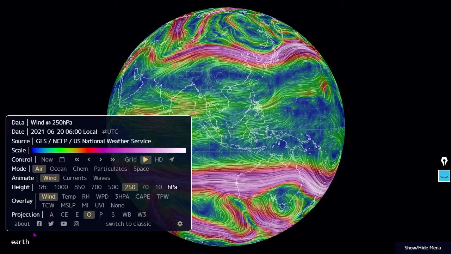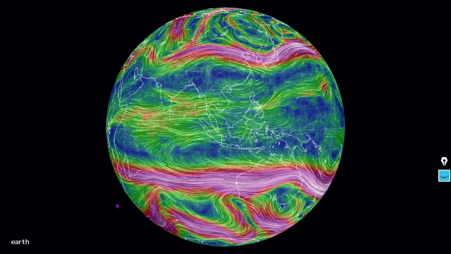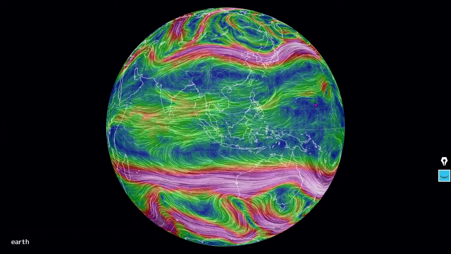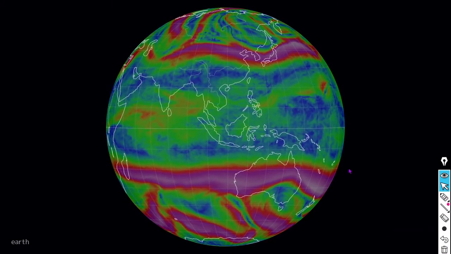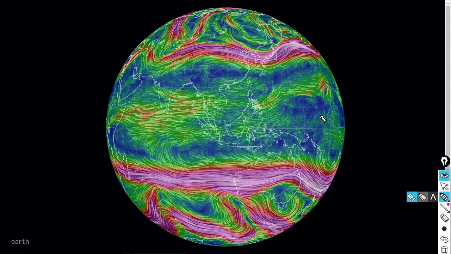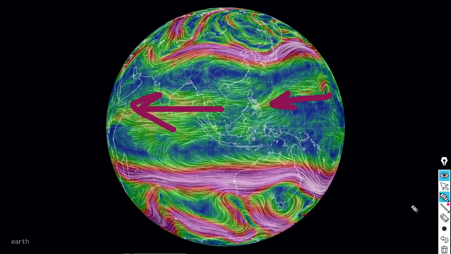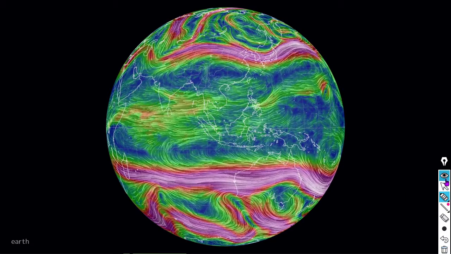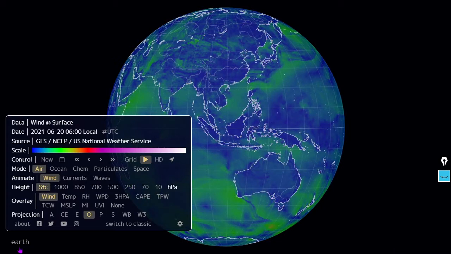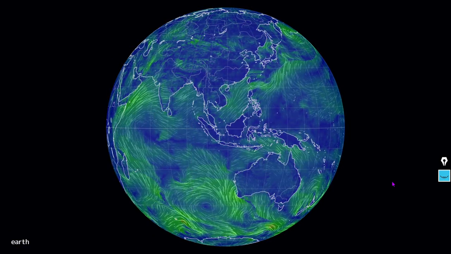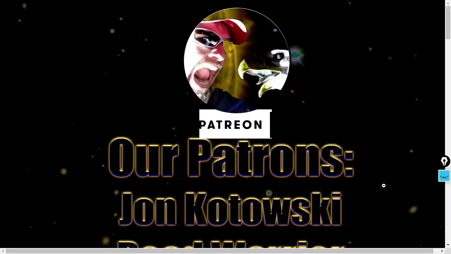It's the 250 hectopascal winds from nullschool.net. And once again, I would note that the Western Pacific Ocean and Indian Ocean are both featuring backwards jet streams, coherent jet streams blowing east to west, which is backwards. Here are the surface winds of the eastern world, and let's continue on.